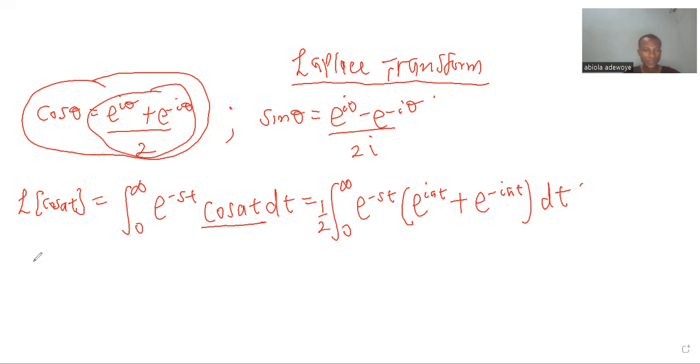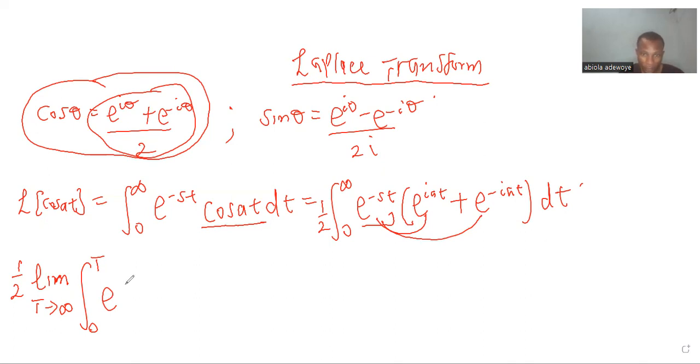So what does that mean? It means I'm going to have 1/2 limit as t tends to infinity, integral from 0 to t. This t is tending to infinity. Exponential: now, using this exponential raised by minus st, to open the bracket, it will multiply this, and it will also multiply this. So it means I'm going to have what?